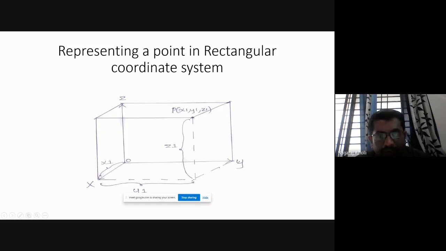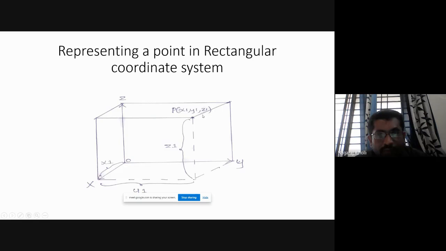Then I move parallel to z. This is the z axis. I move parallel to z by z1 units. So ultimately, where will I end up, or what is my destination point? My destination point is here. I have reached here. So this point is x1 comma y1 comma z1.